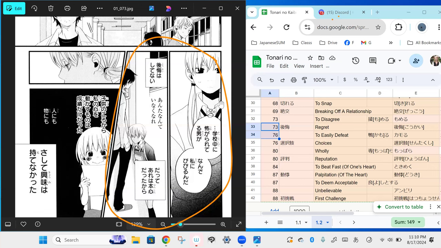Yeah. I think Mokuro got the OCR wrong. Instead of Bibiru, it read it as Hibiru, which is wrong. And it's like, kōkai wa shite nai. I think kōkai is like regret. Okay, that's what Yomitan says. And then he doesn't seem regretful, or I have no regrets. Yep, I have no regrets.